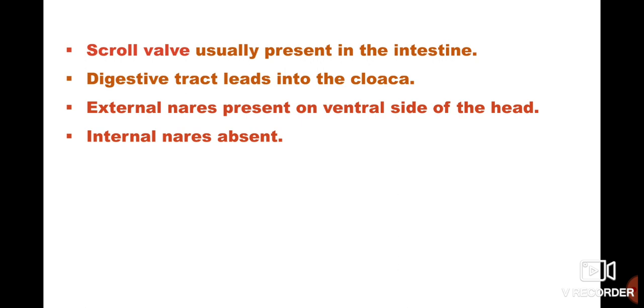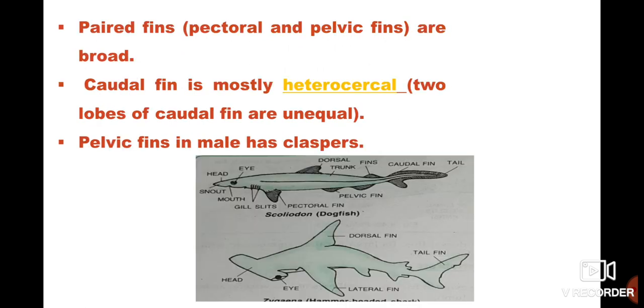External nares are present on the ventral side of their head also. Internal nares are not present in them. Now let me tell you about the fins which are present in class Chondrichthyes. Well, they have paired fins. Pectoral and pelvic fins are present, and these fins are broad.